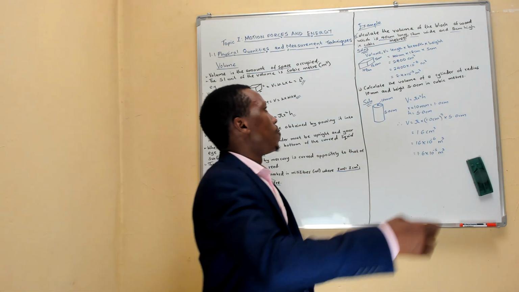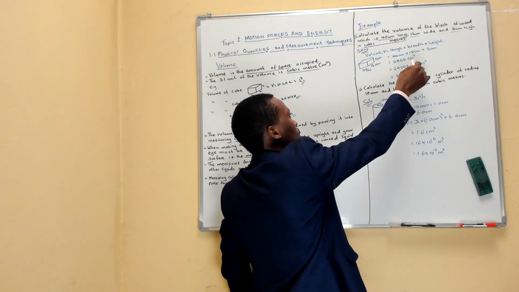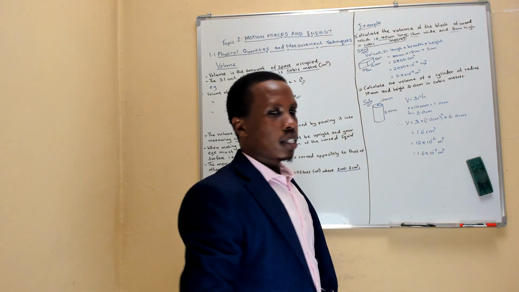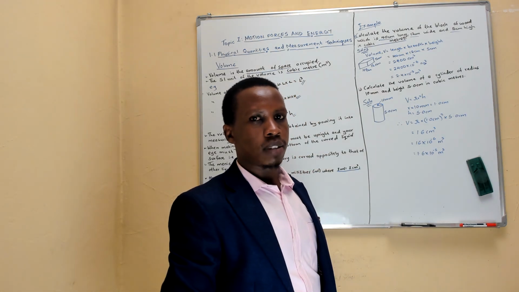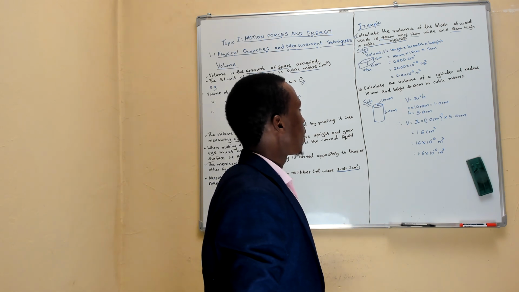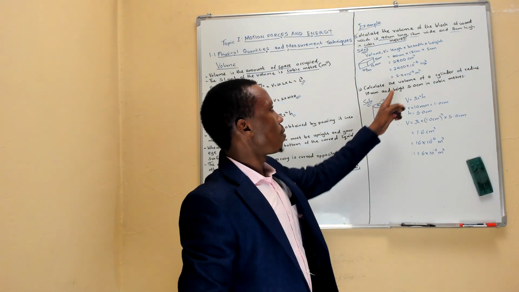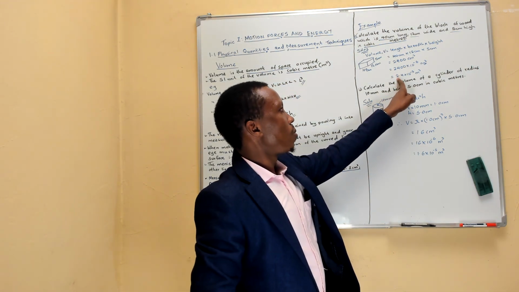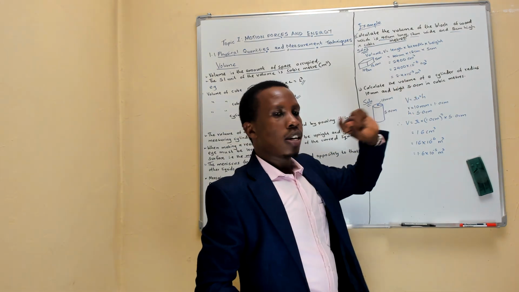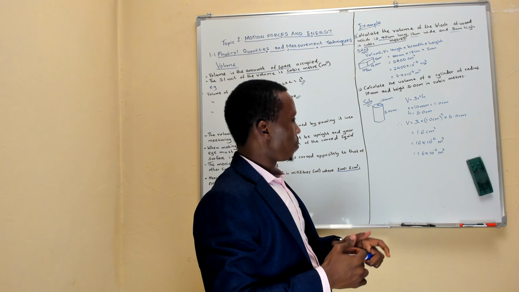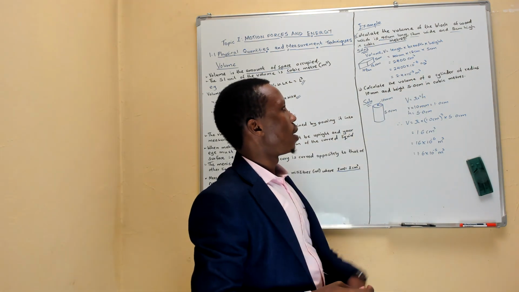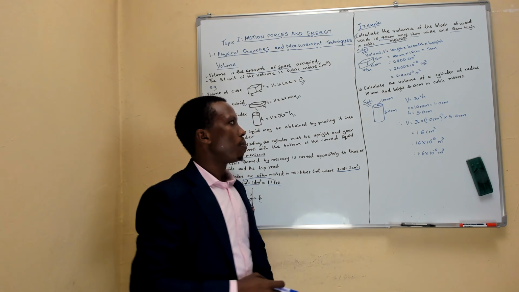And now, for us to convert cubic centimeters to cubic meters, you multiply the value by 10 raised to power negative 6. So if you multiply 2400 by 10 raised to power negative 6, you are supposed to get a value in standard form, which is 2.4 times 10 raised to power negative 3 cubic meters.